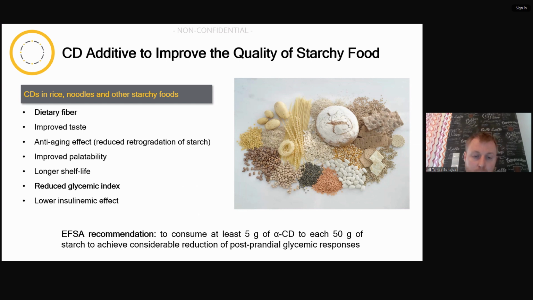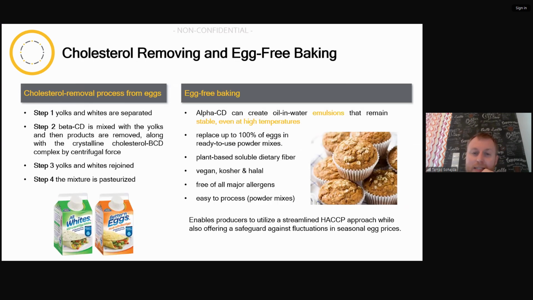index. There was one recommendation that emerged recently, and many of these applications are related to alpha cyclodextrin. And in this recommendation, they said that for each 50 grams of starch that you consume, it's advised to consume around 50 grams of alpha cyclodextrin to reduce the postprandial glycemic response. I've never tried, but it makes sense scientifically. So just a few products, some of them are not very new.